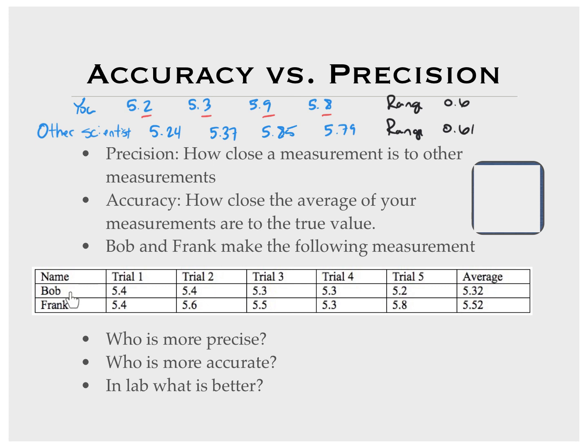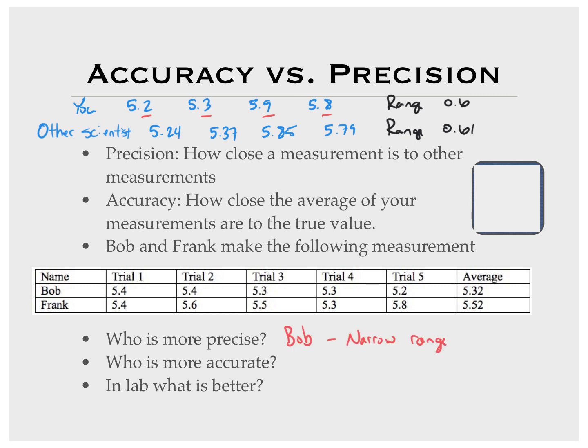Now let's take a look at Bob and Frank down here, and take a look at their measurements. Bob measured an object. I don't know if it's mass or distance or whatever, but Bob measured it, and he got 5.4, 5.4, 5.3, 5.3, 5.2, with an average of 5.32. Now Frank had 5.4, 5.6, 5.5, 5.3, 5.8. So who is more precise? Well, I think it's pretty clear that if you decide who has the narrowest range, even though they both measured one past the decimal, whoever has the narrowest range would be more precise, and that, of course, would go to Bob.